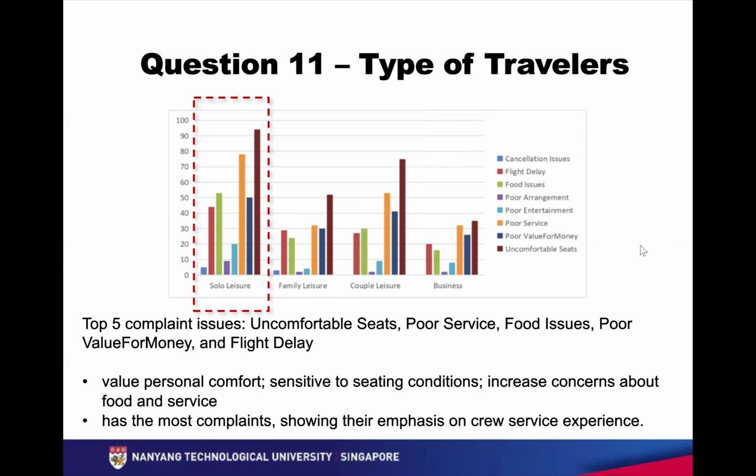Next page, please. For the solo passengers, their top 5 complaint issues are uncomfortable seats, poor service, food issues, poor value for money, and flight delay. For this type of passenger, they value personal comfort and are very sensitive to seating conditions. Also, they have increased concerns about food and service. And the solo leisure passenger has the most complaints, showing their emphasis on crew service experience.